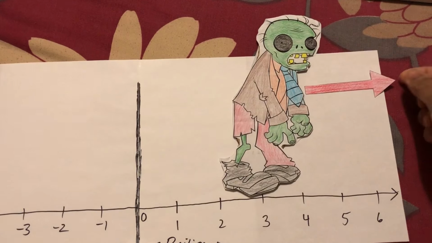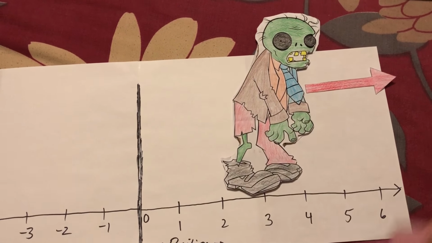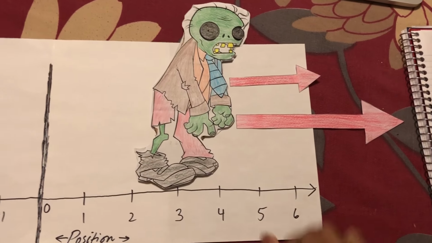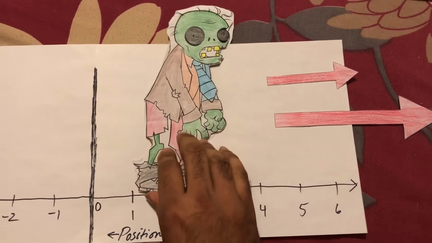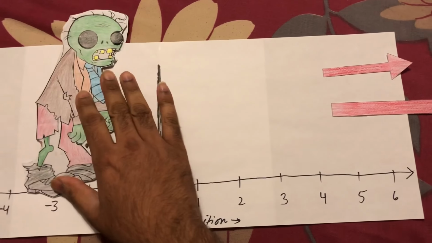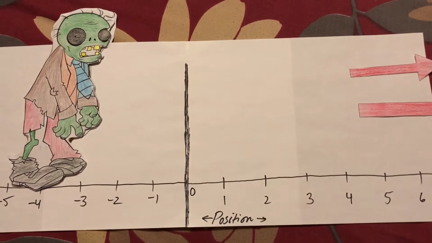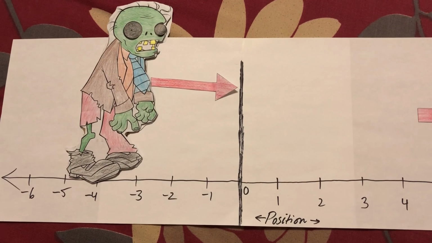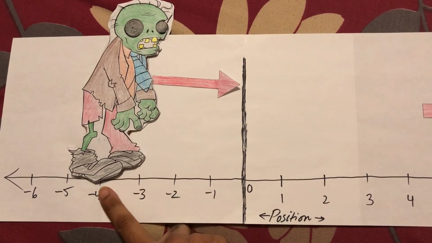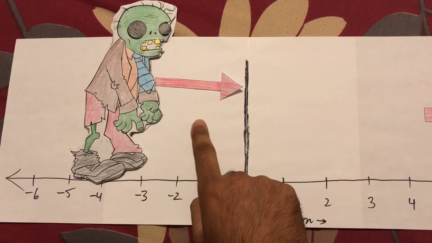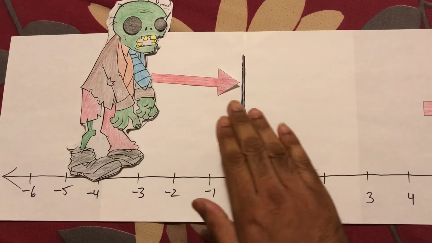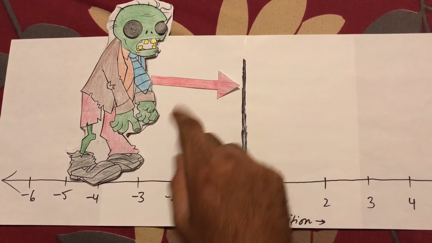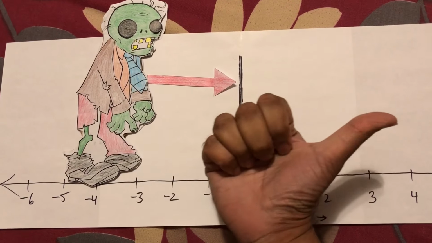Now, that speed could be small or it could be large. But the same could also be said from way back here. The zombie could be doing the same thing, even on the negative side. So now the position is negative, but the velocity is positive. It's still moving towards the right side. Velocity being positive only means you're moving in the right direction.